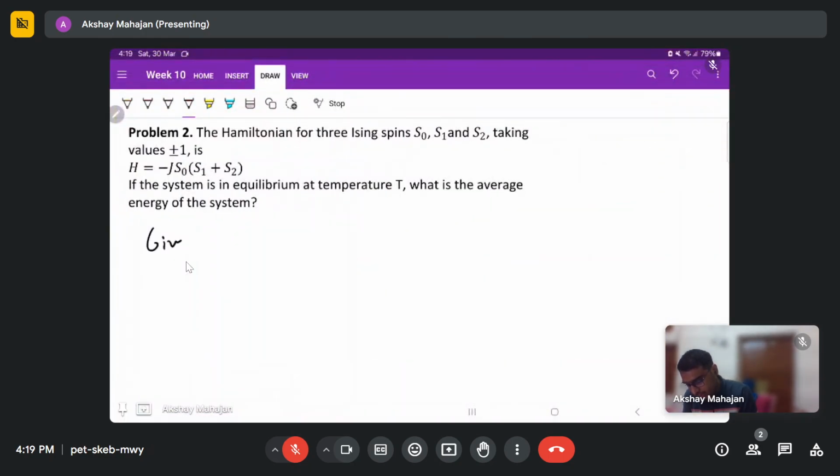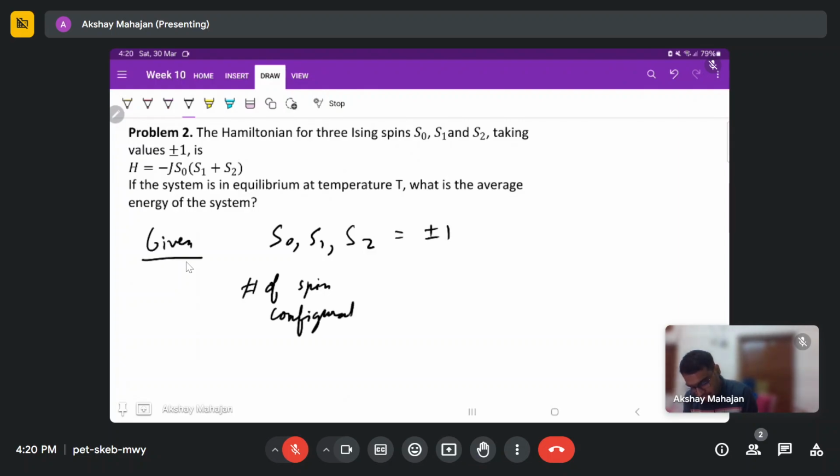If we write what is given to us, we have 3 spins S0, S1, S2, and each of them can have the value plus minus 1. So the total number of spin configurations is going to be the same, as you might guess. Basically this is the same problem, except that our Hamiltonian, the equation for the energy, has changed. It is now minus J S0 times S1 plus S2, but the number of spin configurations is going to be the same, so the energy values will change, and in this problem we have to find the average energy of the system at an equilibrium temperature.